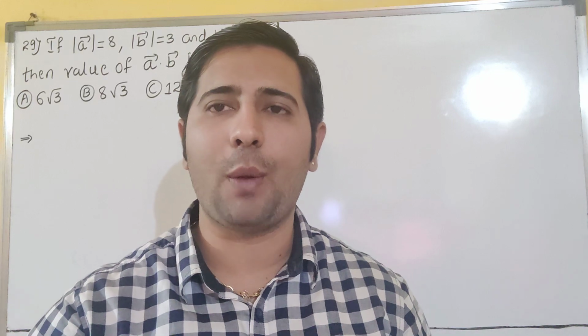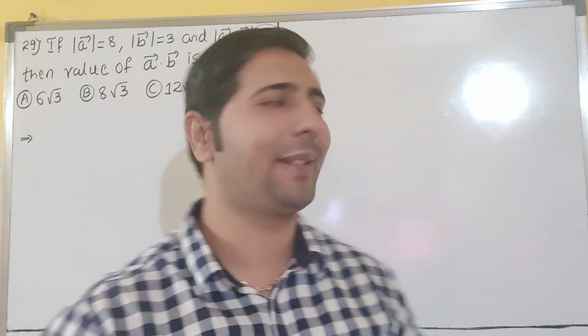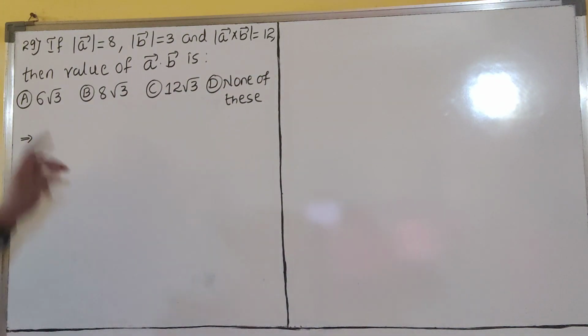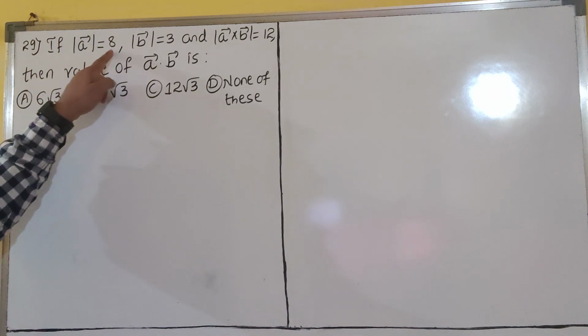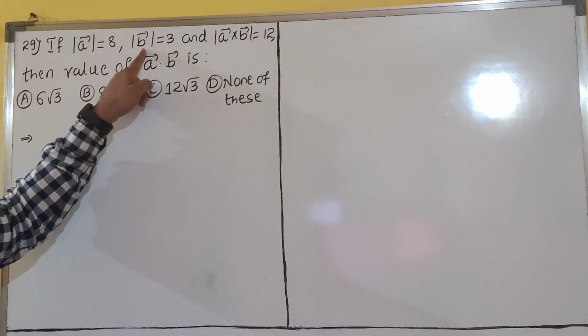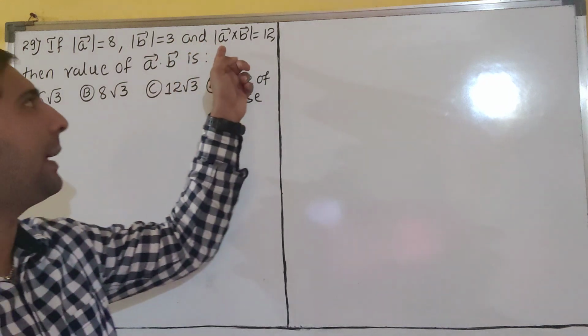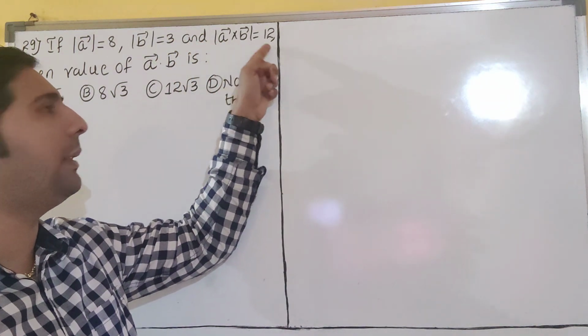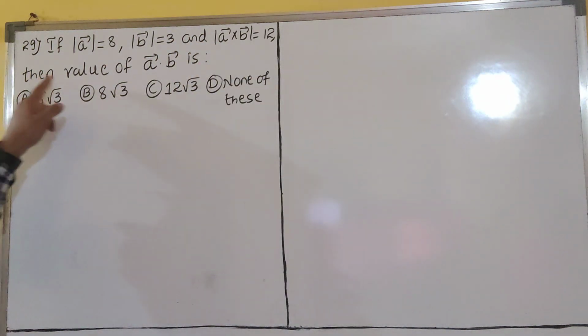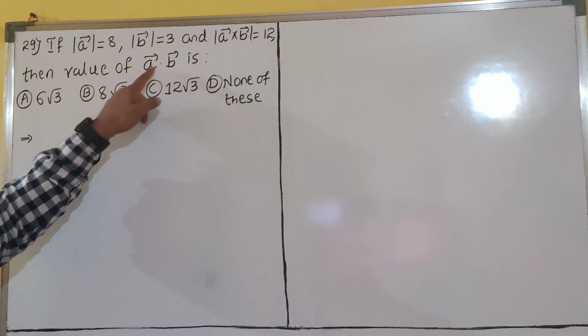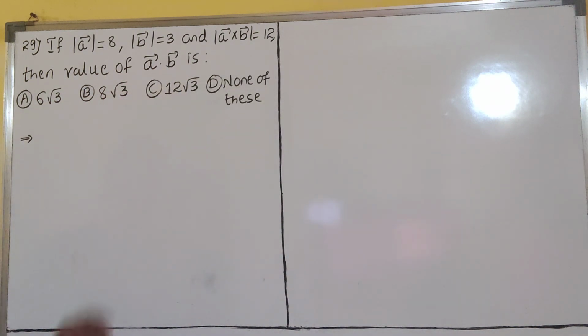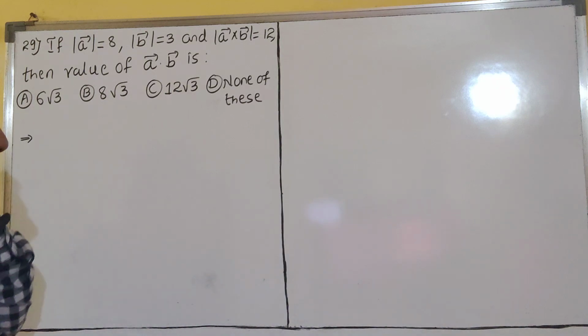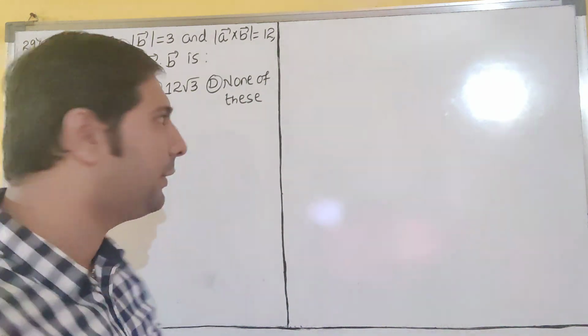I hope all of you have copied. We'll see the next question, dear students. Now see question number 29. If magnitude of vector A is equal to 8, magnitude of vector B is equal to 3, and magnitude of vector A cross B is equal to 12, then the value of A dot B is what? They had given 4 options for us. How to solve this one, you see here.